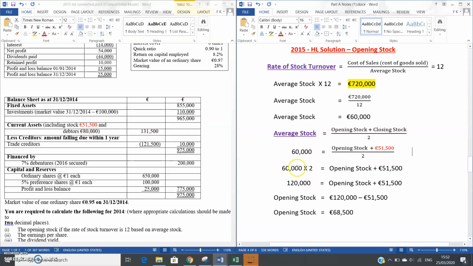Okay, so our next step is 60,000 multiplied by 2. There's the 2 there. It's equal to opening stock plus 51,500. 60,000 multiplied by 2 gives us 120,000, and that's equal to opening stock plus the €51,500. So just remember that €51,500 represents our closing stock. Our opening stock then is equal to the 120,000 minus the €51,500. And that leaves us with the opening stock being €68,500.